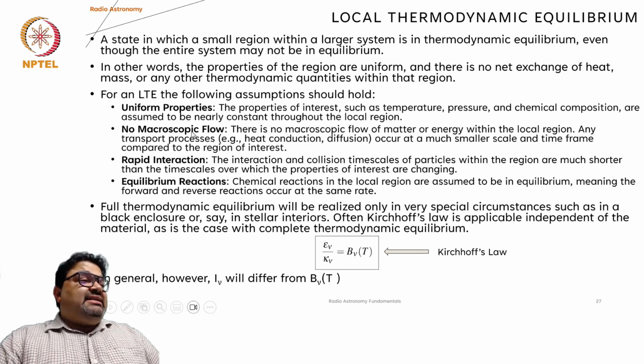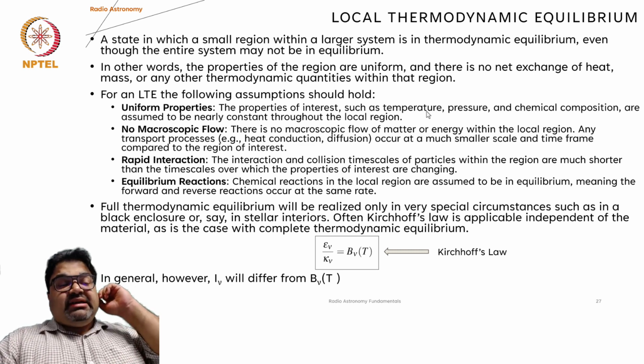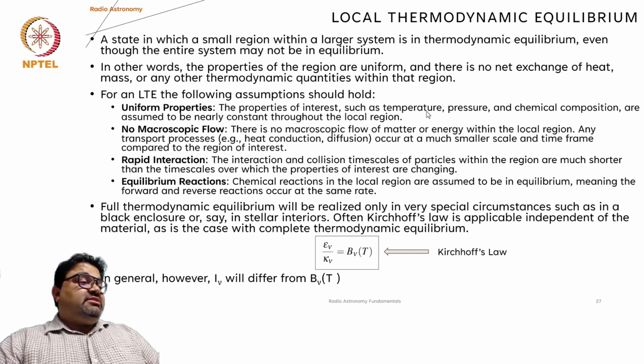So for an LTE or local thermodynamic equilibrium, the following assumptions should hold. Uniform properties, that is, the properties of interest such as temperature, pressure and chemical composition are assumed to be nearly constant throughout the local region. No macroscopic flow, there is no macroscopic flow of matter or energy within the local region. Any transport process like heat conduction or diffusion occurs at much smaller scale and time frame compared to the region of interest. So at the large scale, there is nothing happening, all happening within very small boundaries.